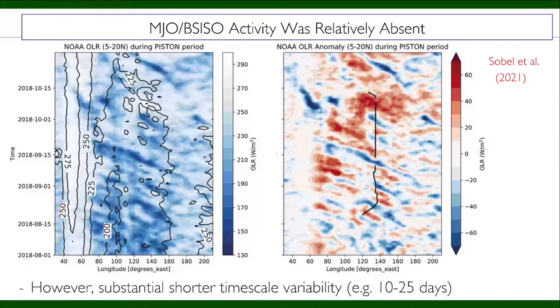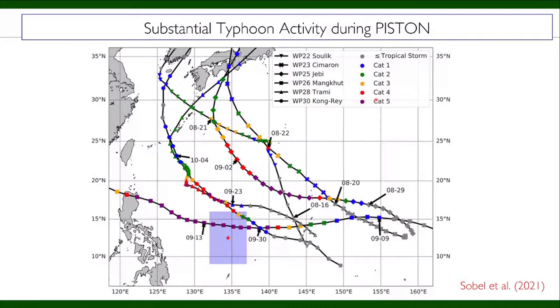Another thing that we saw a lot of was typhoon activity during this period. So the PISTON observation box was centered down here, just to the north of Palau. And you can see the multitude of typhoons that occurred during the observation period. This actually presented an opportunity, as I mentioned before, for ocean measurements in that we were able to sample, pre and post typhoon, measurements of the upper ocean, in particular in association with Typhoon Mangkhut.